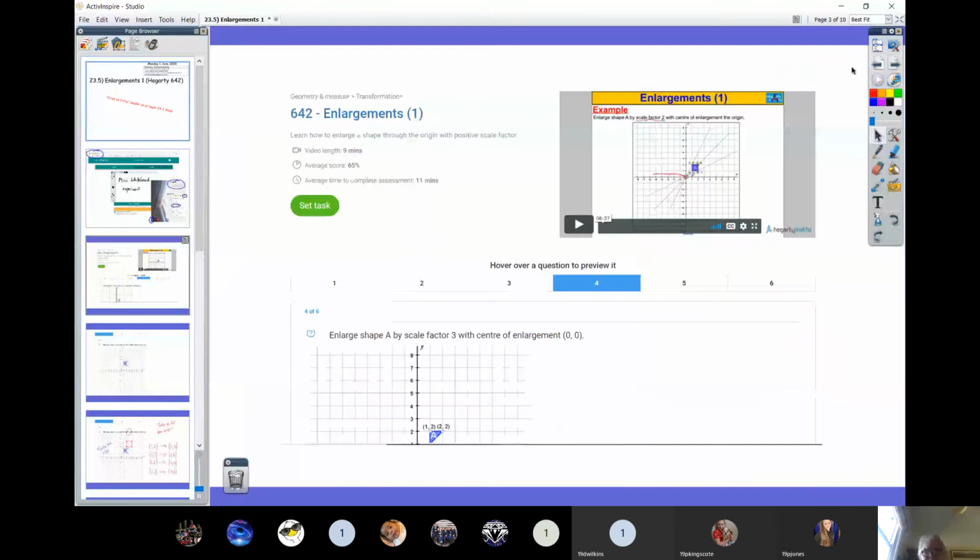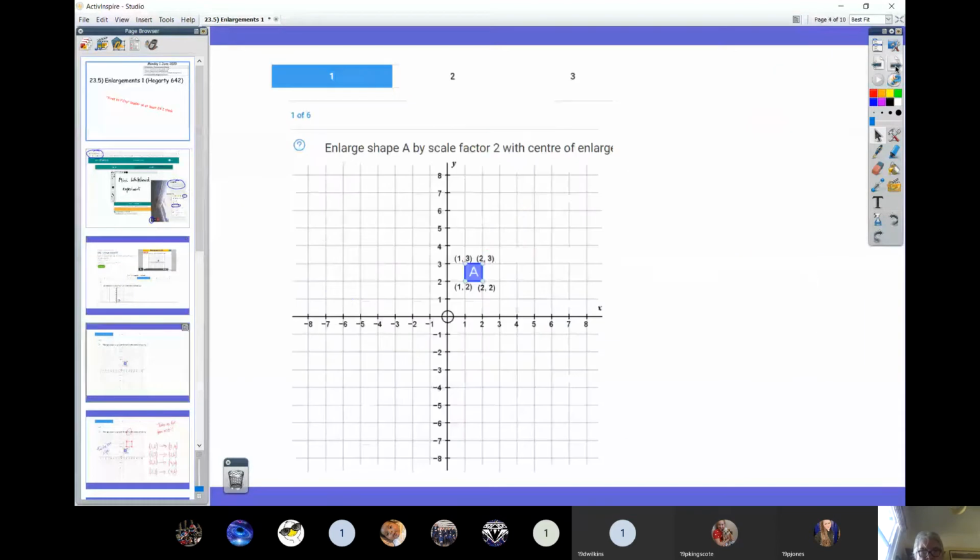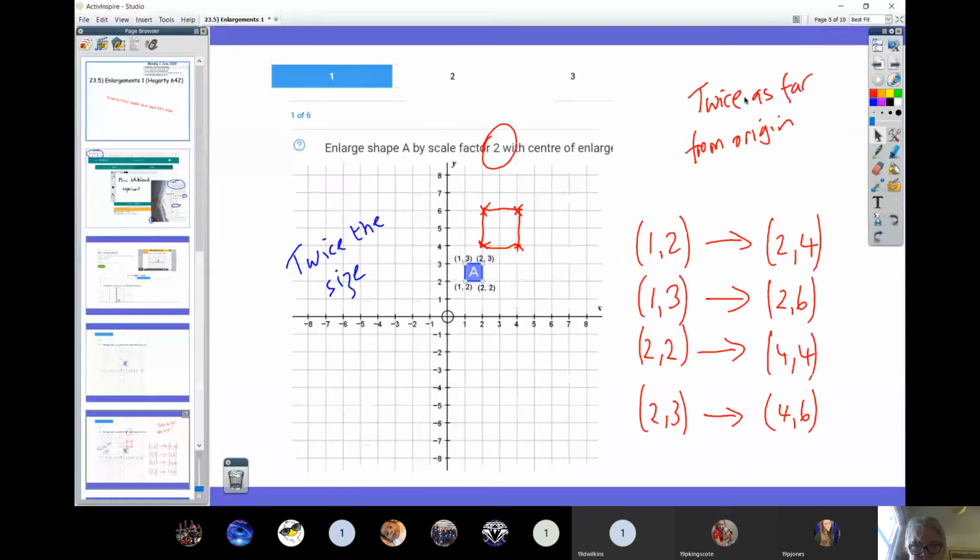So the Hegarty exercise that you will be doing in a moment, please, will be Hegarty number 642. And I just want to take you through a couple of examples. So here's the first one. So the question says, enlarge shape A by scale factor 2, and I've cut it off here, but it says the center of enlargement 0, 0. All the ones we will be doing today, the center of enlargement is 0, 0.